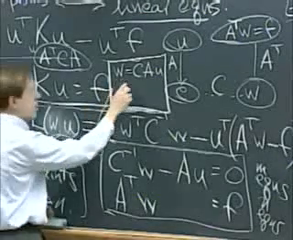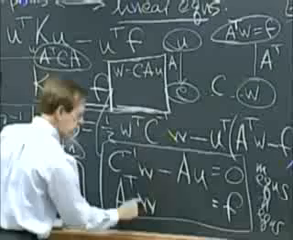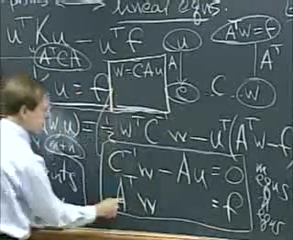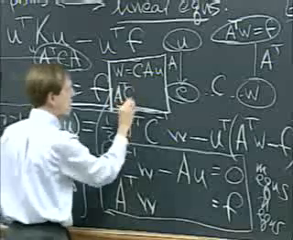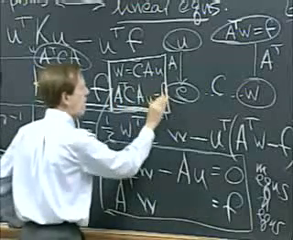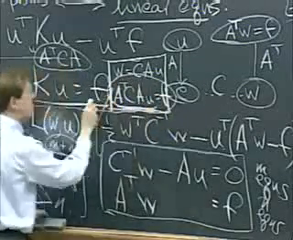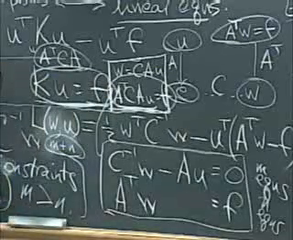Now let me just finish here. If W is CAU, that was great. And now I plug that into this, right? And I get A transpose. Now W is CAU equal F. And sure enough, that's the same as that.